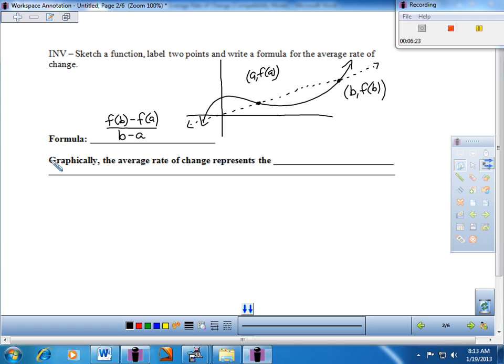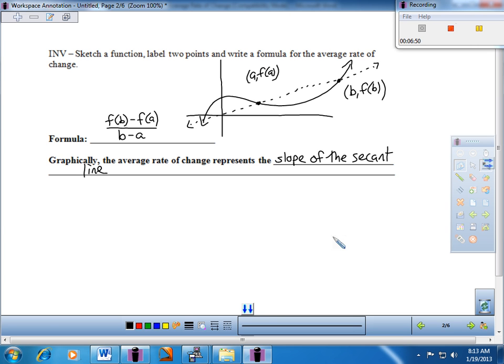Very simply, it says graphically, the average rate of change represents the slope of this secant line. So a secant line is a line that goes through 2 points on a curve. And we'll kind of talk about that piece as we go through. In this case, you can see it goes through this point, and it goes through this point. There is our secant line.